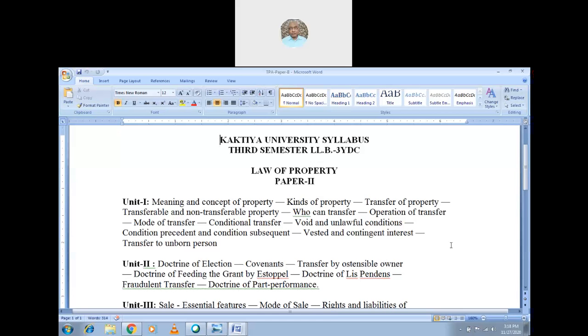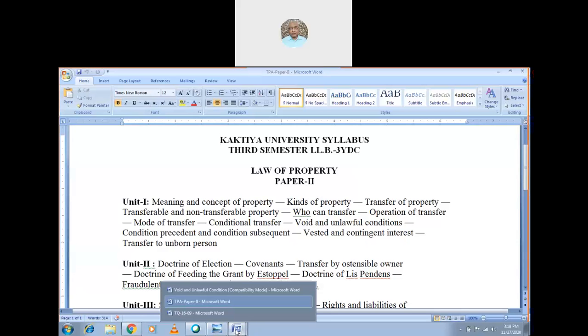Later on we will cover the vested and contingent interest, but in this class we will try to make out what the void contracts are, what the unlawful conditions are, and how it can be made, that we will study in this class. Yes, let us come to the point of the void contracts.